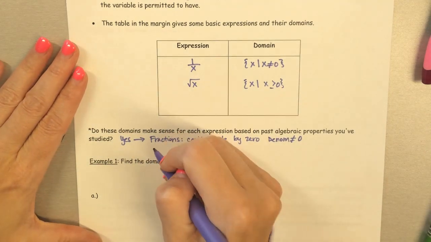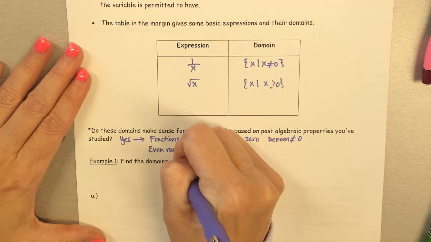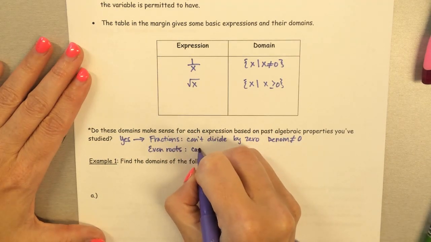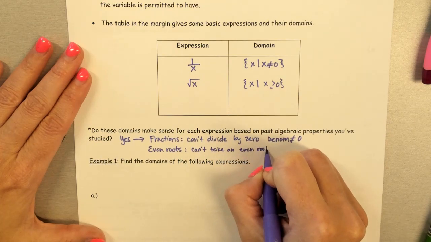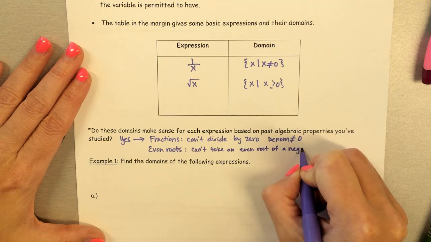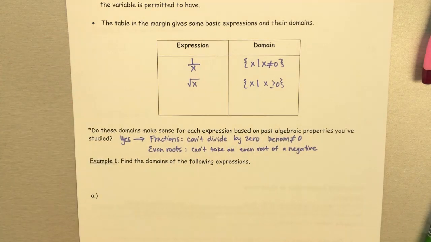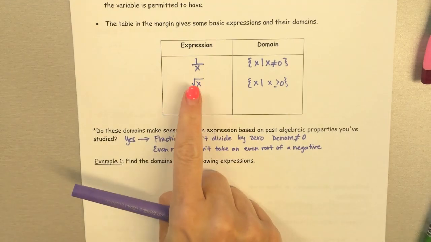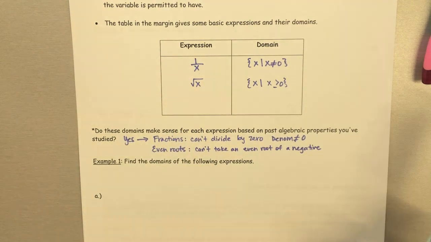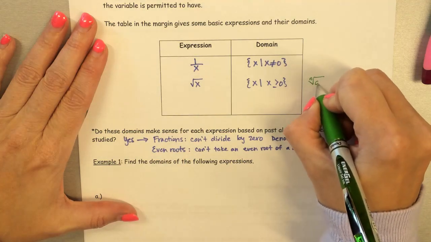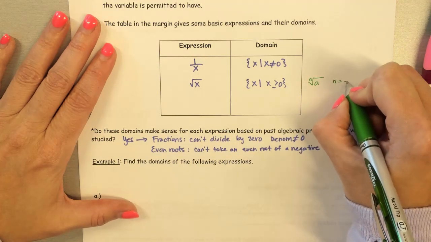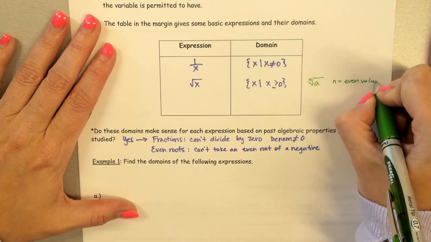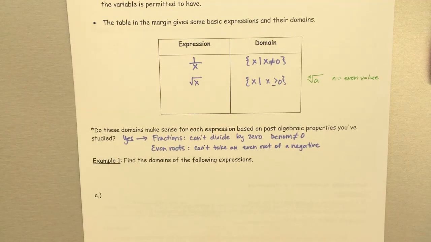Okay, and then with even roots, you can't take an even root of a negative. This shows a square root. It's true for all even roots. So even if you wanted to put like the nth root, or sorry, I guess I should have used x, where n is an even value. Doesn't matter for odd roots because you can take an odd root of a negative.